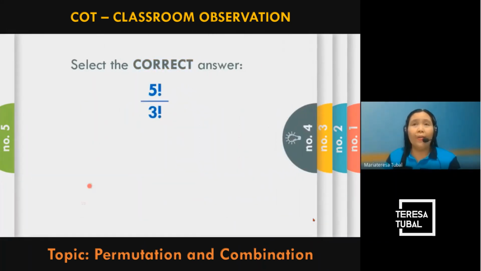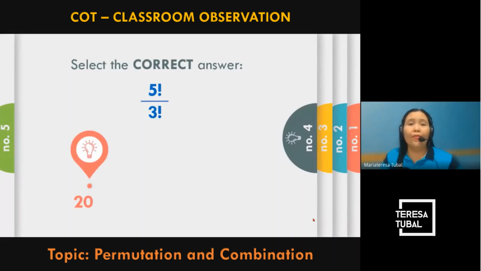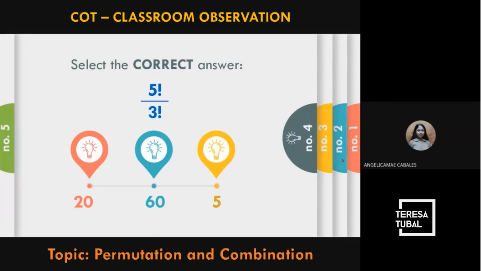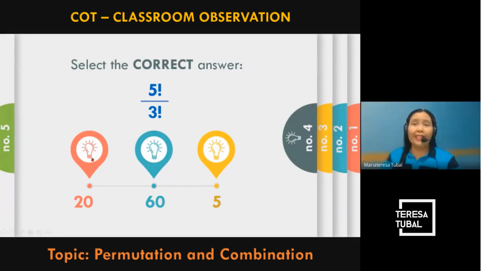How about number 4? 5 factorial over 3 factorial. Do you think it is 20, 60, or 5? 20, ma'am. Okay, very good. That is equal to 20, because 5 times 4, and then cancel the 3 factorial, so the answer is equal to 20.